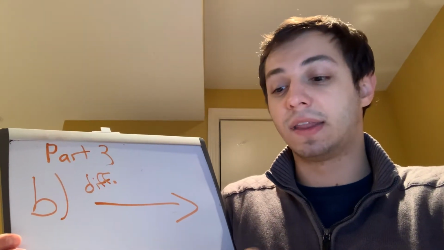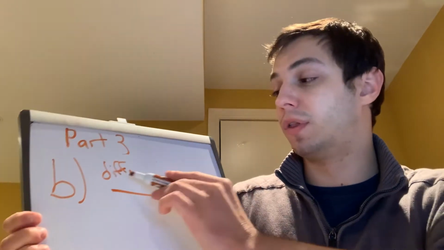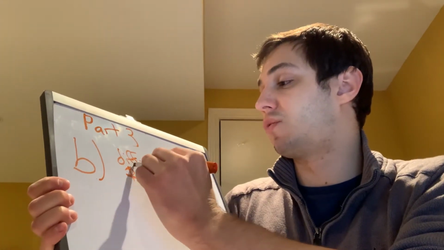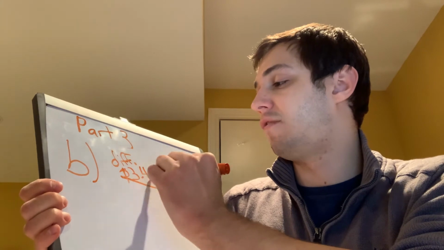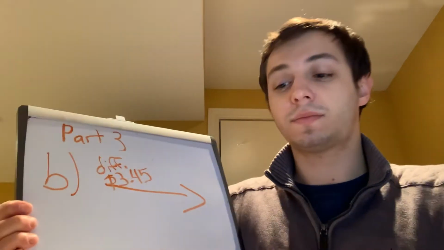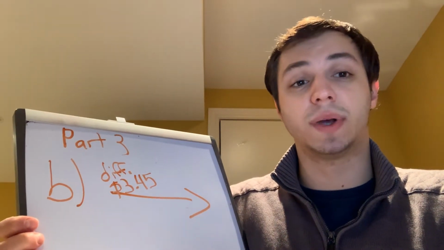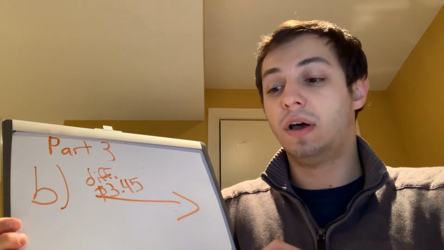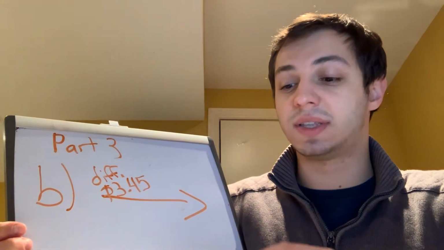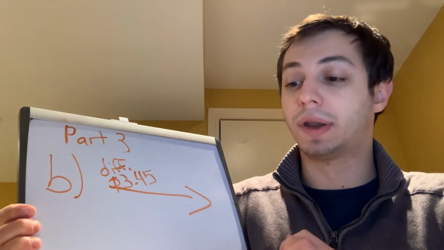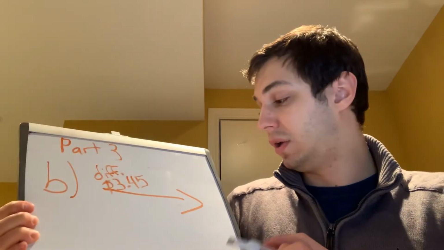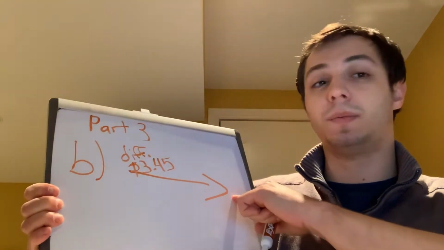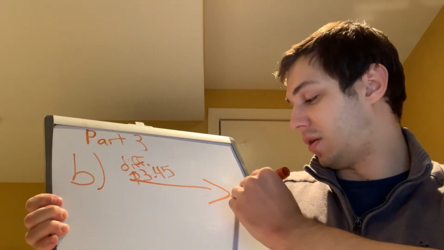So once again, that number will be right before the word more. So our difference number is going to be $3.45. So that's the difference between the price of the bike and how much money Donna has. If we read the question, it tells us that Donna has more money than the price of the bike. So since Donna has more money, she's going to be our big number, which is at the end of the arrow.